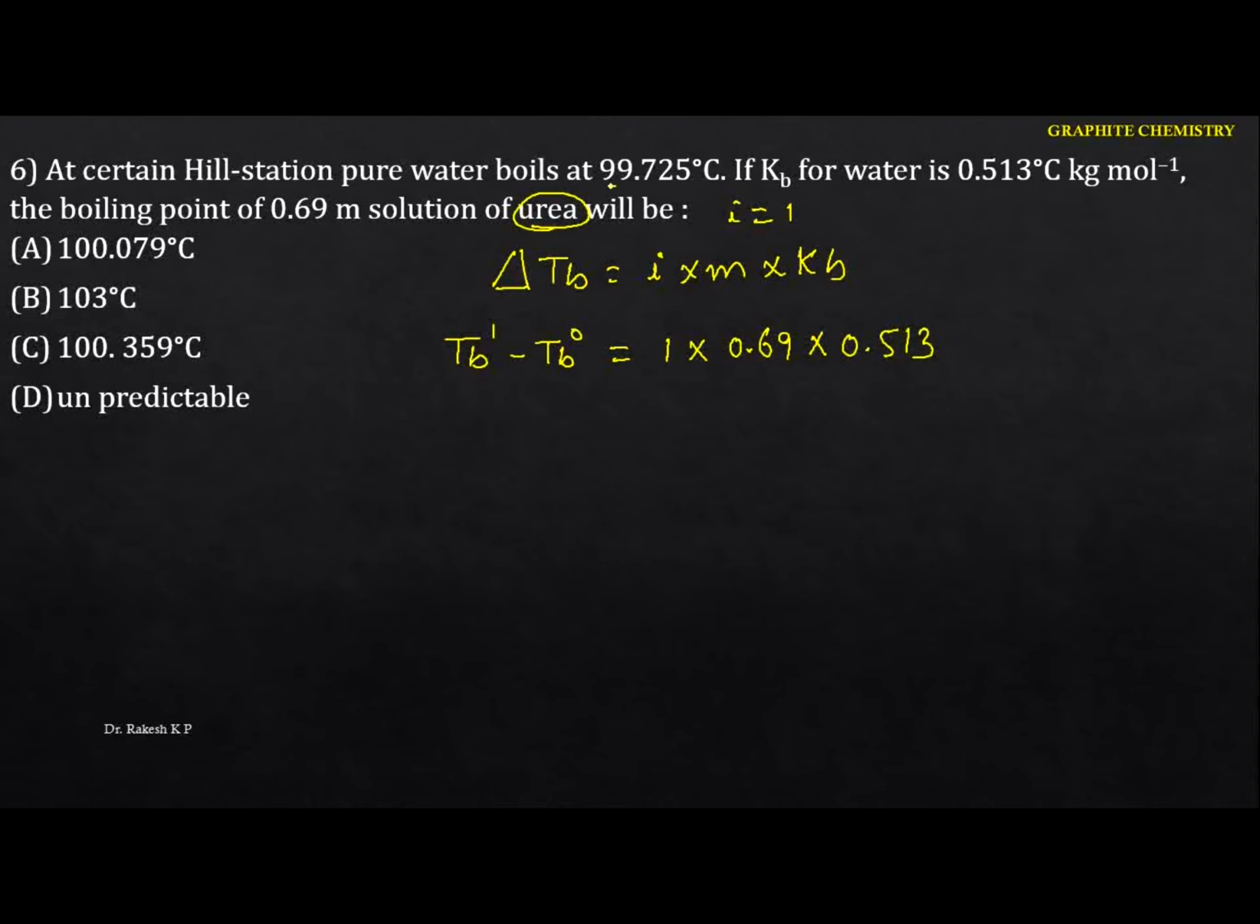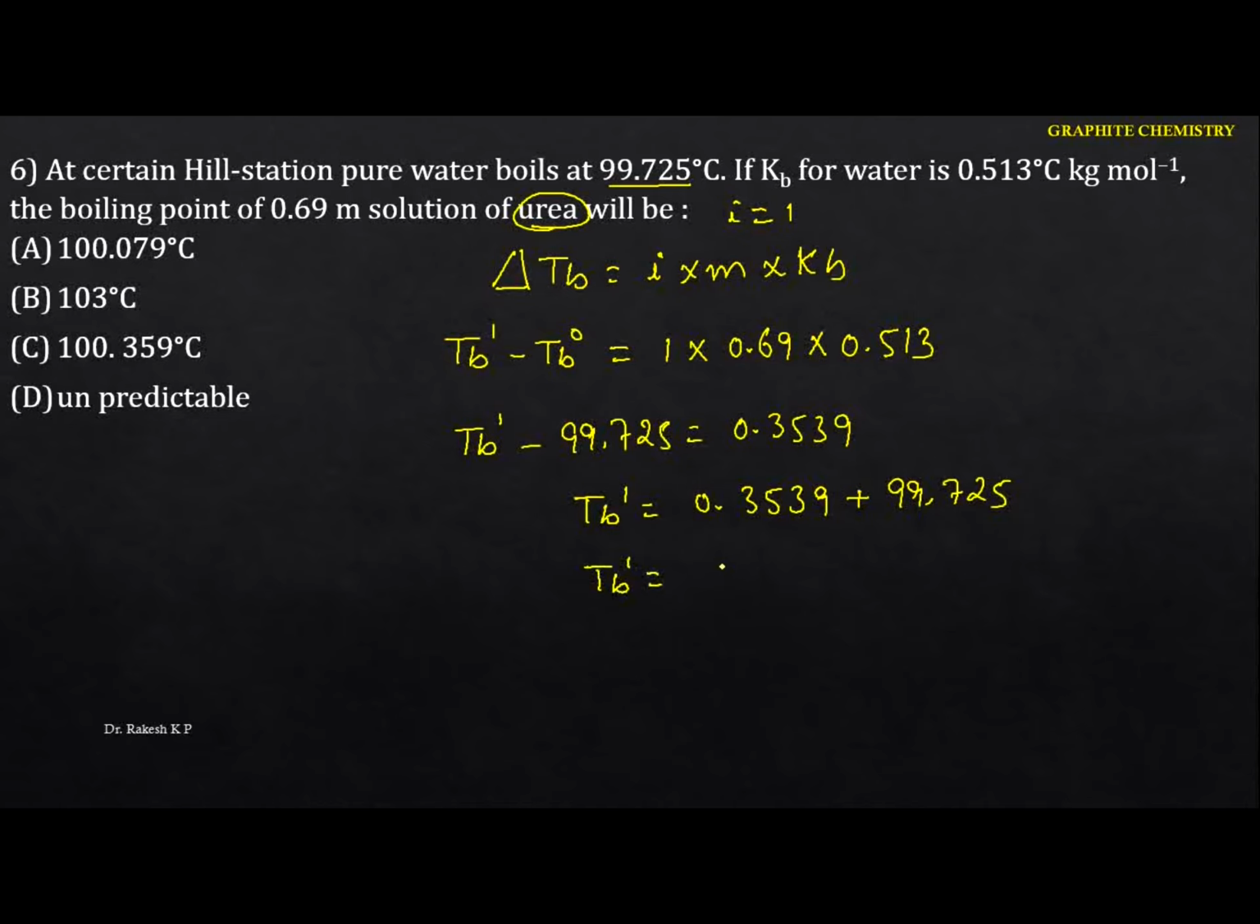Now, what is the boiling point of the water given? That is 99.725. So Tb dash minus 99.725 is equal to the product. If you multiply this, we get 0.3539. So the boiling point of the solution is 0.3539 plus 99.725. Now we got Tb dash, which is the boiling point of the solution, equal to 100.079 degrees Celsius. Hence in this case the option is A. Okay, so next one.